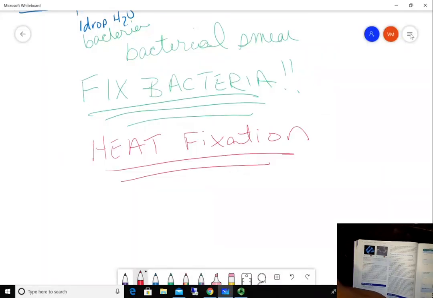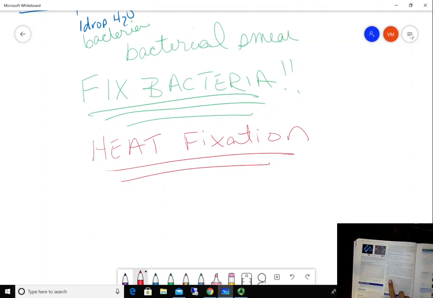Okay, so she is using what the flame is coming from is what we call a Bunsen burner to go through and heat fix her slides, and she gave 2 good reasons why we would heat fix. For one thing, we want to kill the bacteria. We definitely want to do that.